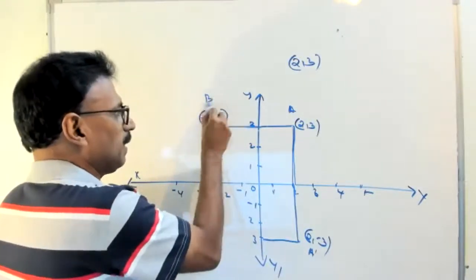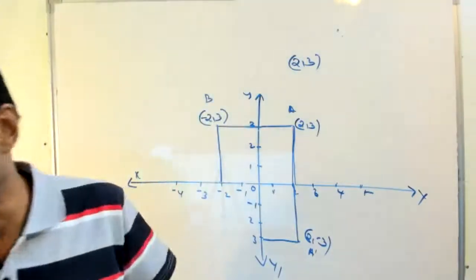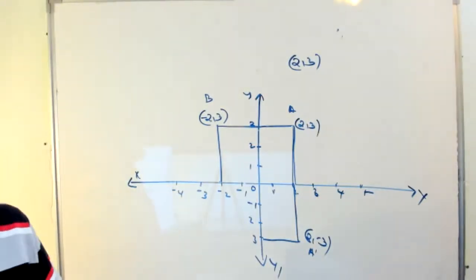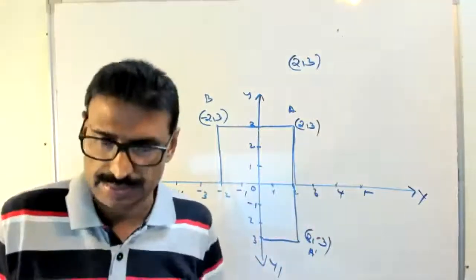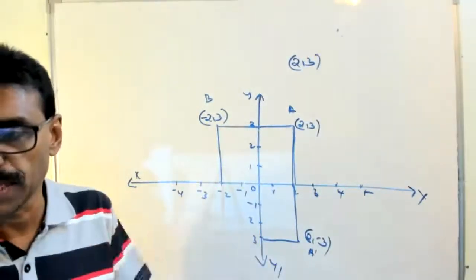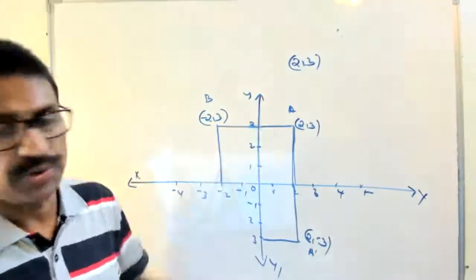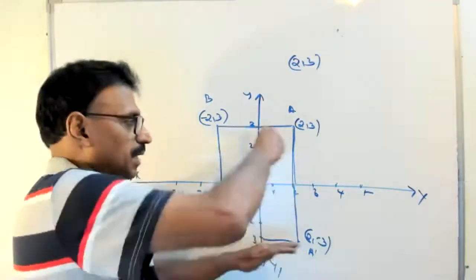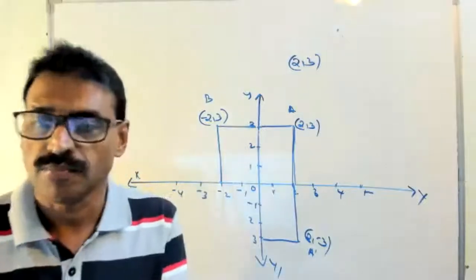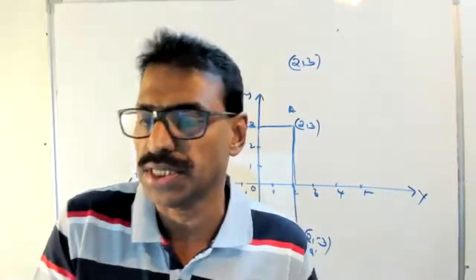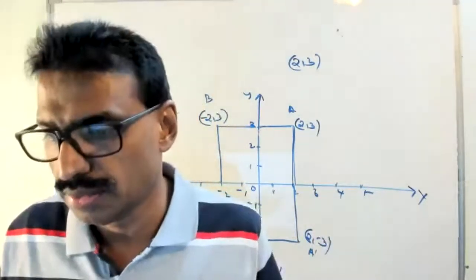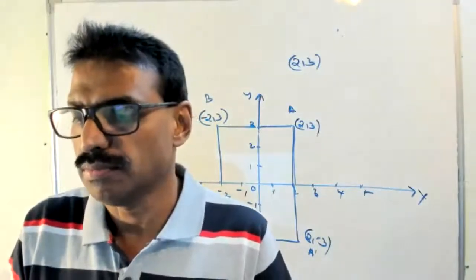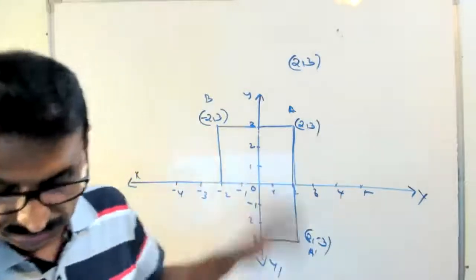This is our B. Listen, 2, -3 is the mirror image of 2, 3 with respect to the x-axis. -2, 3 is the mirror image of 2, 3 with respect to the y-axis. Correct? When I keep the mirror here, the image is here. You know that the distance to the object and the distance to the image are the same. Clear or not? Does anyone have a doubt? Tell me now. No, sir. Okay, then write this.